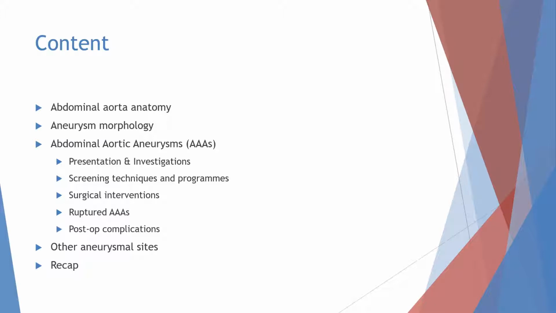the national screening techniques and the follow-up screening techniques that we can use for patients that have been found to have AAAs. We'll look a little bit about the different surgical interventions that we can use in the emergency situation of a ruptured AAA, and then talk about the post-operative complications that can happen. We'll finish off the module by looking at a few other sites in the body where aneurysms occur, and then do a brief recap of aneurysms.